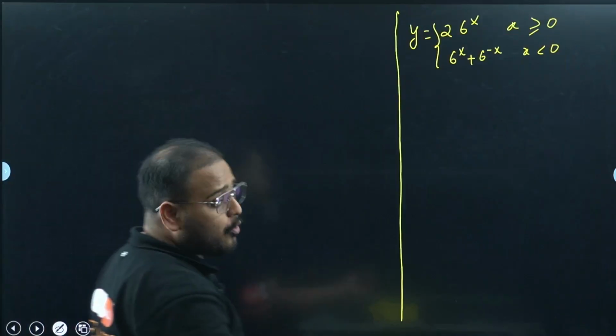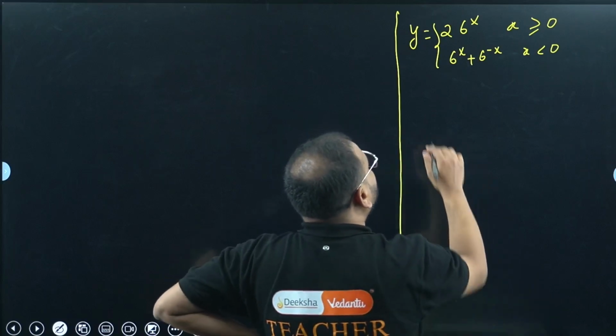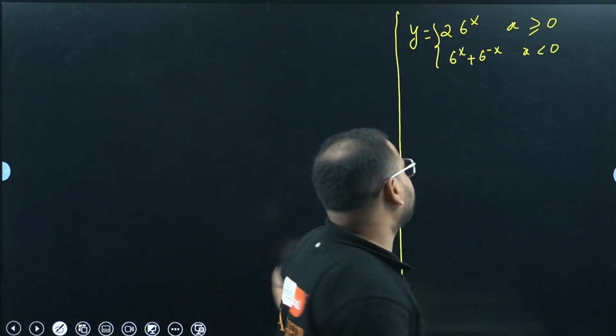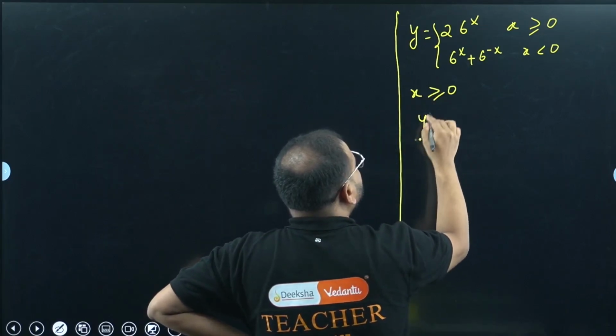Now to know whether the function is increasing or decreasing, what do we have to do? We have to take the derivative. First, the first order derivative. Let's find it out. For x greater than 0, what happens to y dash?